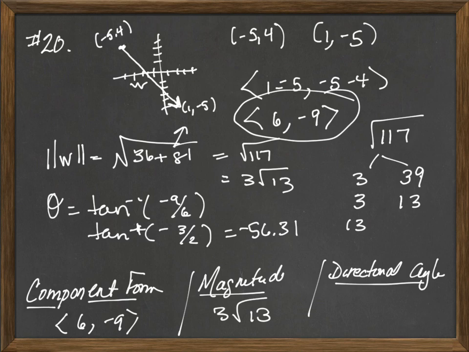So if you want to have it as a positive, you would do 360 minus 56.31. And so you get 303.69 degrees. All right, so that was number 20, and the next video will have the last two problems.